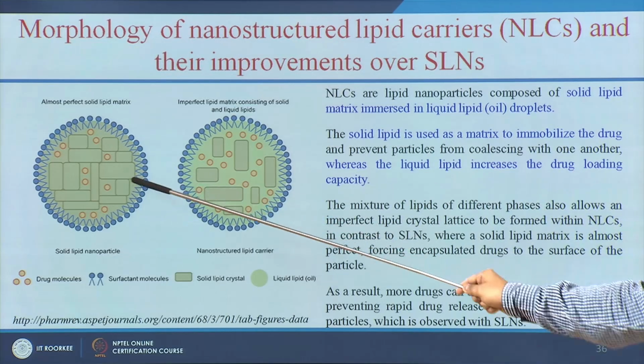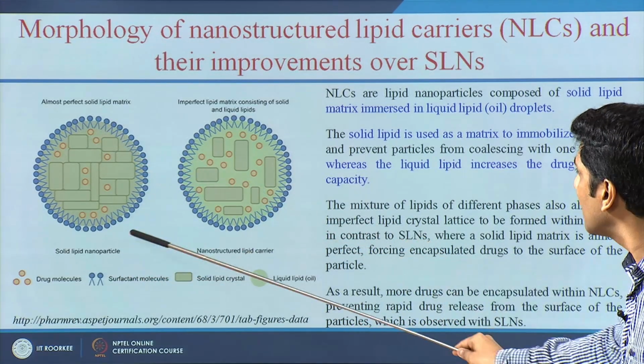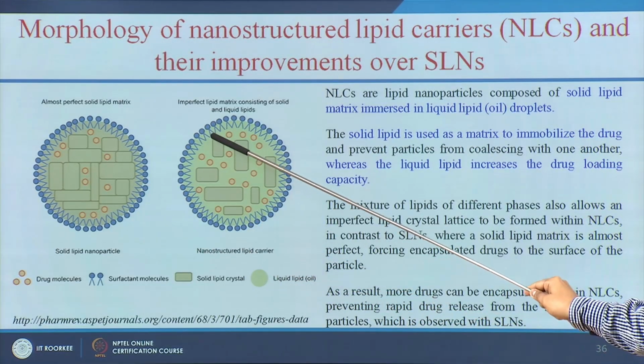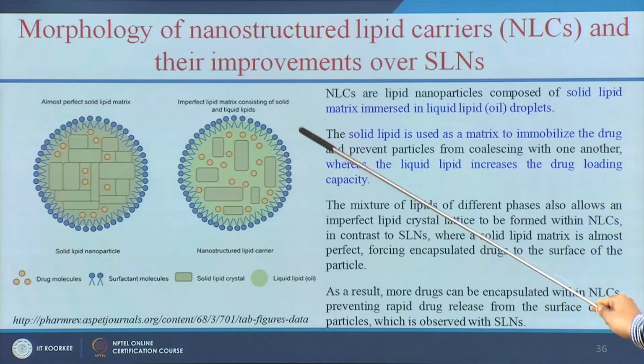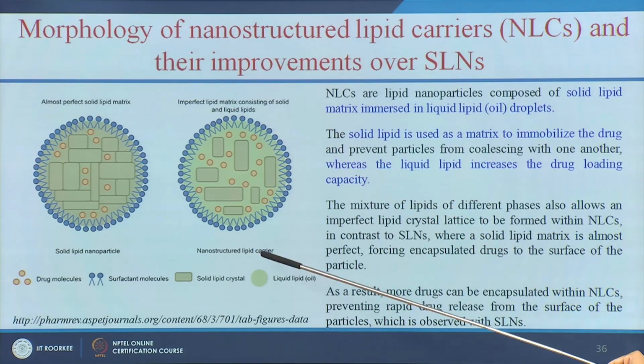And here you can see the structure: in solid lipid nanoparticle, it is an almost perfect solid lipid matrix. In case of nanostructured lipid carrier, it has an imperfect lipid matrix consisting of solid and liquid lipids. So, due to this imperfect structure, okay, we can have more drug loading capacity in the NLC, and also it will prevent the rapid drug release from the surface, which is one of the drawbacks of SLN.